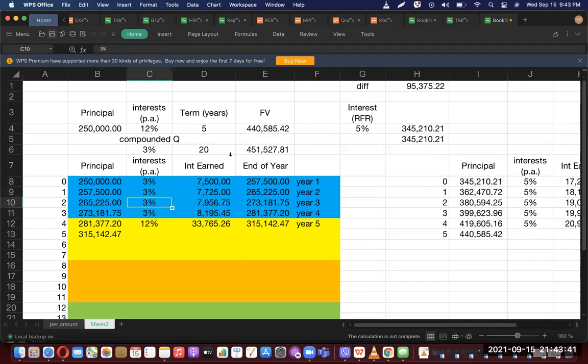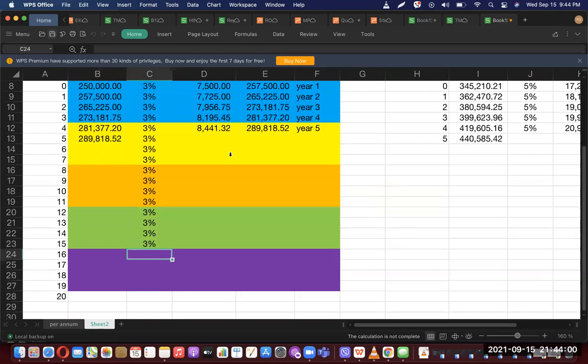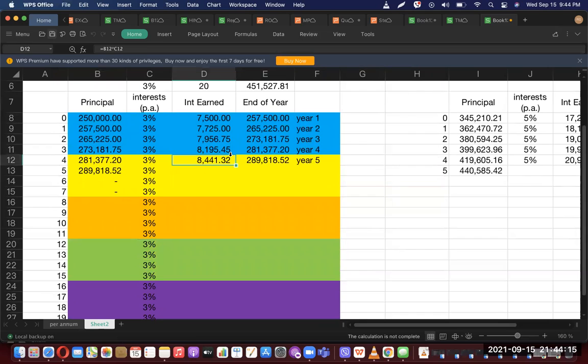This will become 3% too. 3%, right? So 3% also. Okay? 3%. Okay? So we carry the formula here. Okay, let's see. Of course, it earns interest.